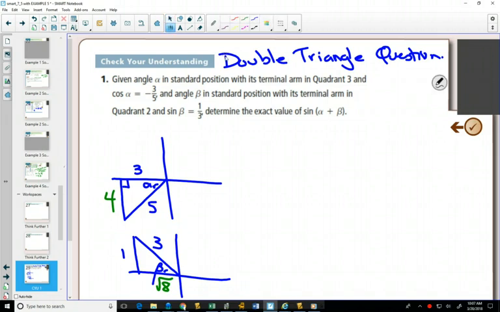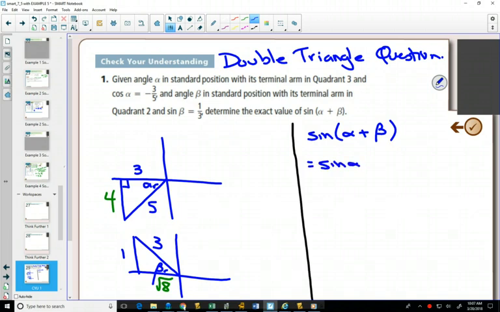And then the question is asking, I'm going to draw a line right here, it's asking us to figure out what is sine of alpha plus beta. Well, that's one of our sum and difference formulas that we just have. If we go to our formula sheet, we can write that out as sine alpha cos beta plus cos alpha sine beta. That's our formula.